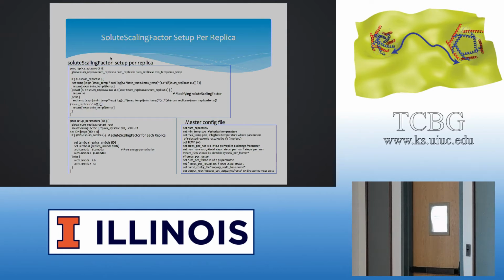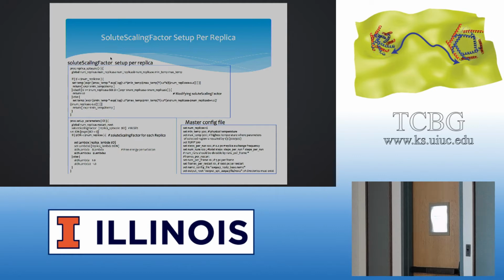Now, if you use exchange frequency multiplied by the number of runs, you get the total number of simulation steps. Like here, the total number of MD steps is 10,000. And runs per frame, here the frame is the DCD file output. That means every 10 runs, that means every 1,000 steps, output one DCD trajectory file.